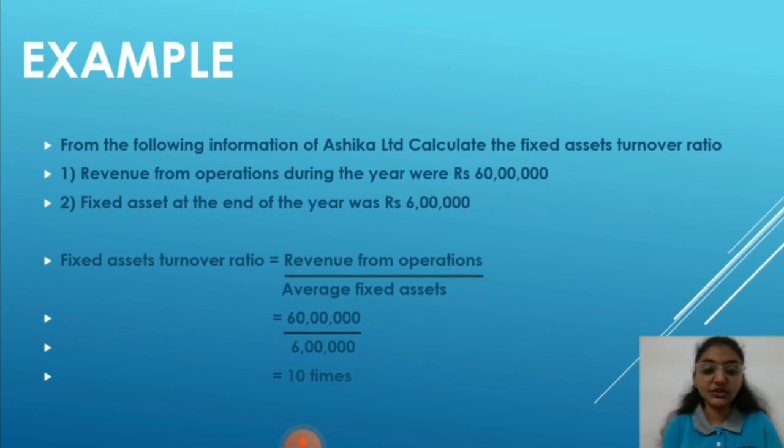So the fixed asset turnover ratio, according to the formula, is revenue from operations divided by average fixed assets. So 60 lakh divided by 6 lakh, we get 10 times. So this is the fixed asset turnover ratio of that company.